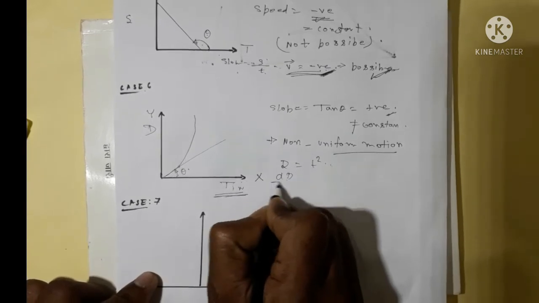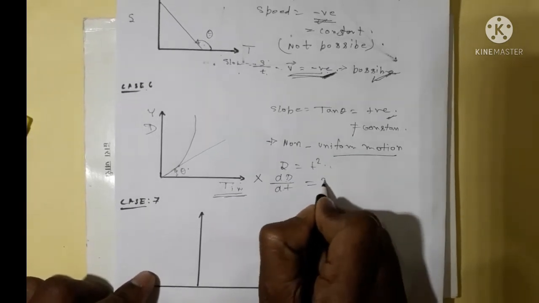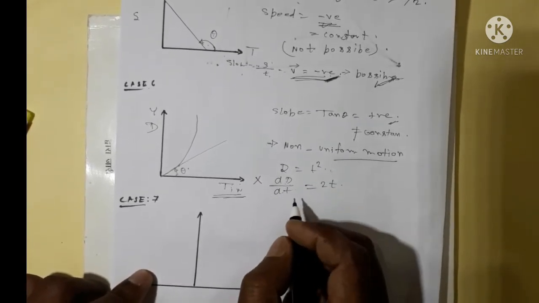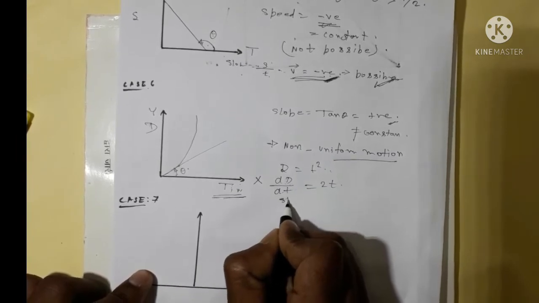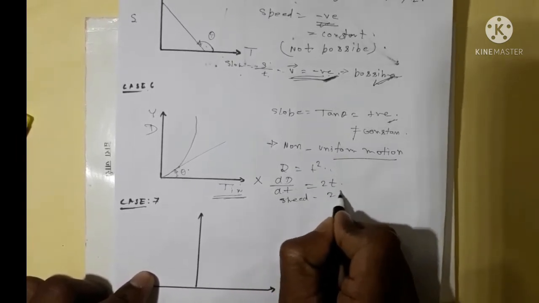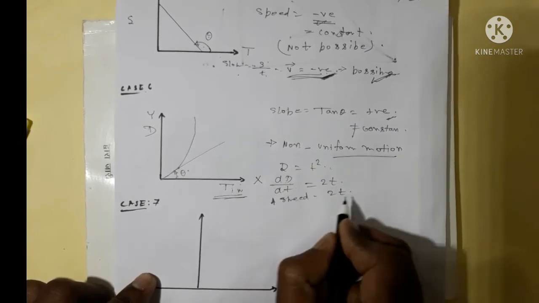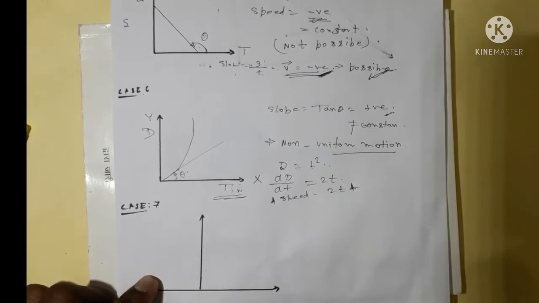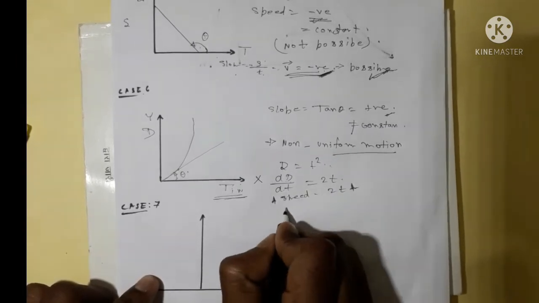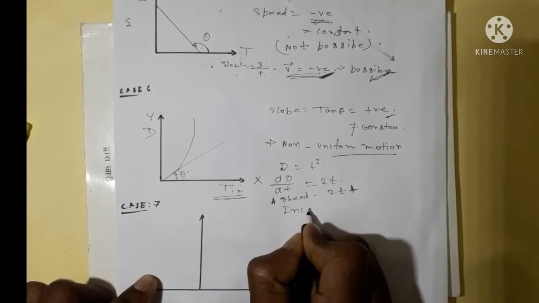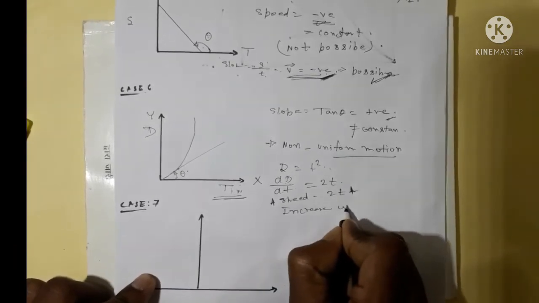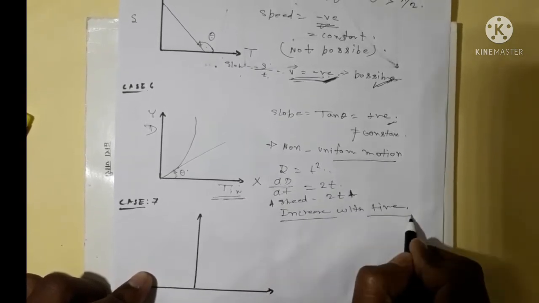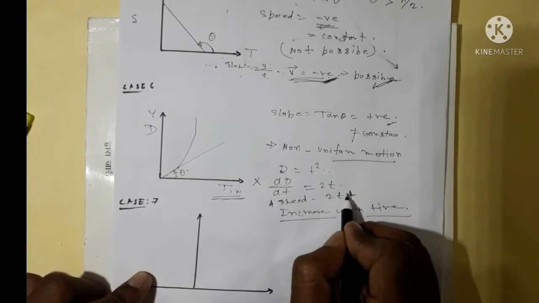So distance by time, when we differentiate it, gives speed. Here distance by time is equal to speed, which is equal to 2t, meaning that as time increases, speed increases. So speed increases with time. This type of graph increases with time. So when time increases, speed also increases.